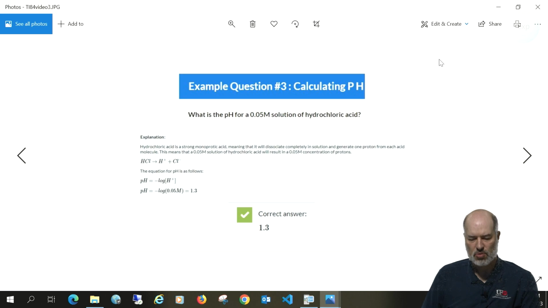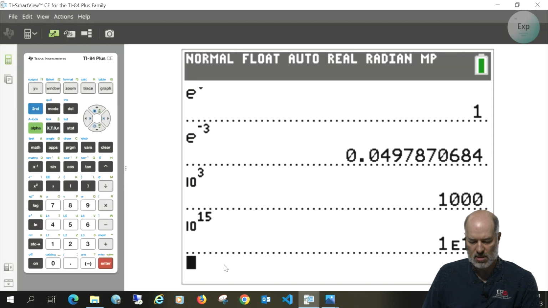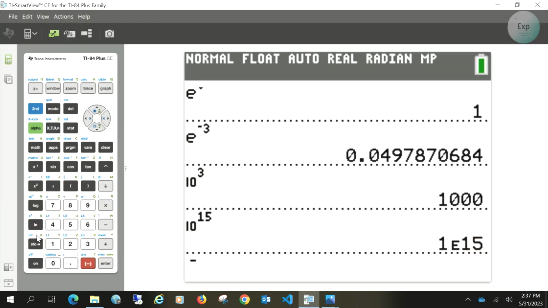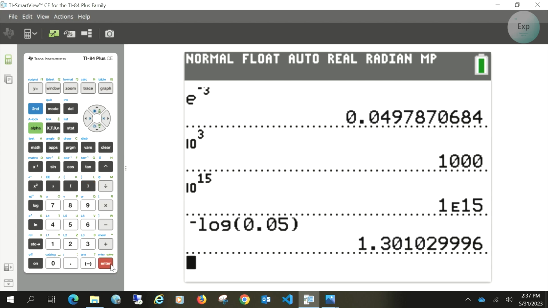Let's do an example in which we calculate the pH for a given molar solution of hydrochloric acid. Here we have a formula that says to calculate pH, we're going to take negative log base 10 of the concentration of protons. And the concentration of protons is given as 0.05 molar. Here I'm going to use the log base 10 function. To do that, I'm going to take negative log of 0.05, close parentheses, and I end up with a value of 1.3.